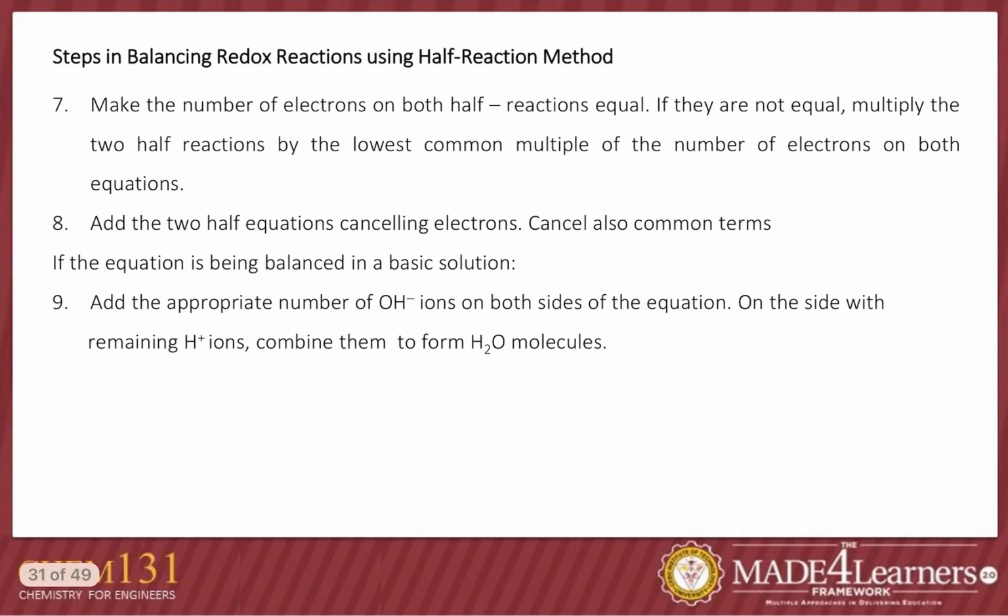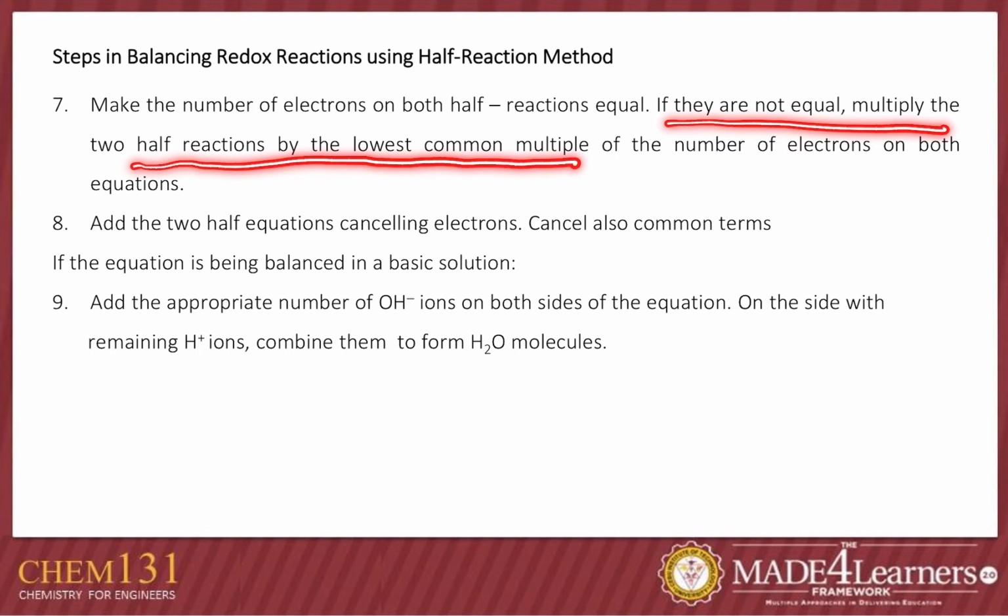And then step number 7 is to make the number of electrons on both half reactions equal. For example, in the reduction half reaction there is one electron, while in the oxidation there are two electrons. So you have to make them equal. So we need to multiply one equation by 2. So, it's not 2 all the time. It depends on how many are lacking. If they are not equal, multiply the two half equations by the least common multiple of the number of electrons on both sides of the equation.